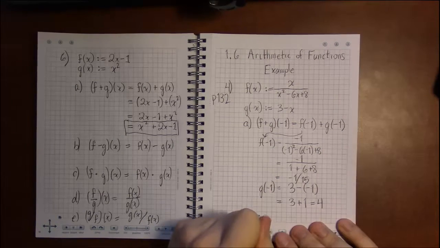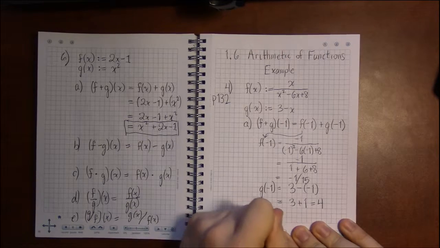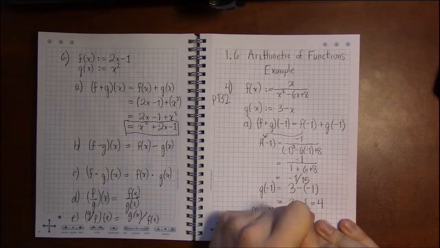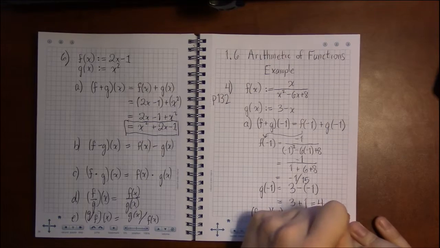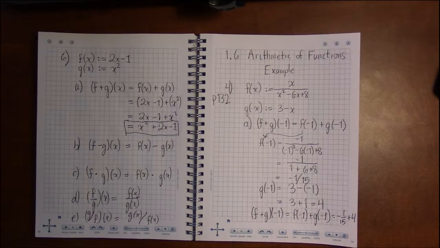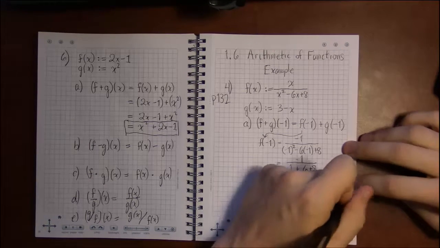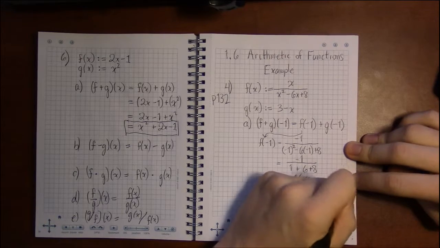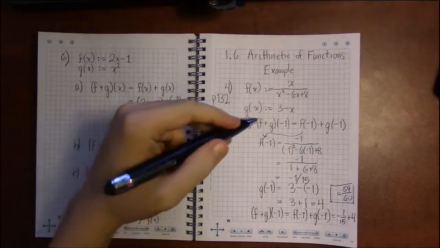So then our answer, f plus g at minus 1, is going to be f of minus 1 plus g of minus 1, which is minus 1/15 plus 4, which is going to be 4 is 60 over 15, so that's going to be, if I can add fractions, 59 over 60 is going to be our answer for part A. So you can do that.